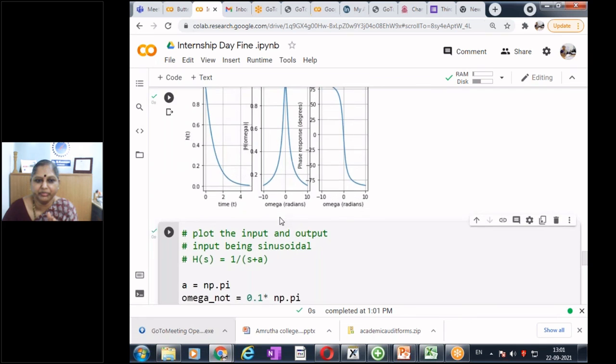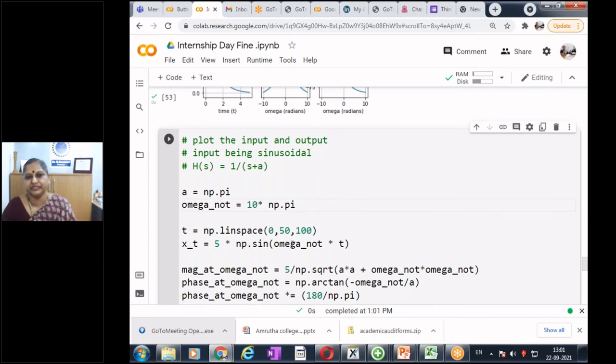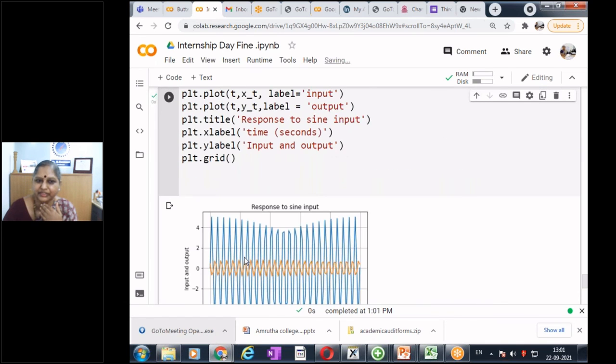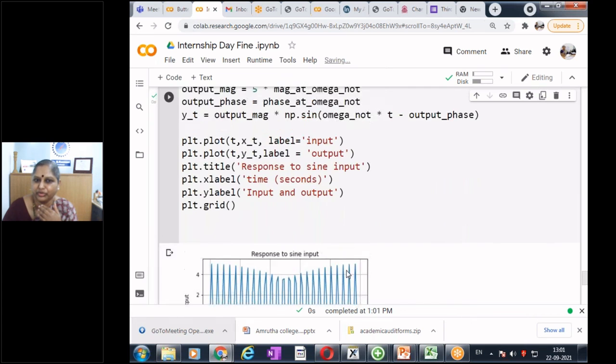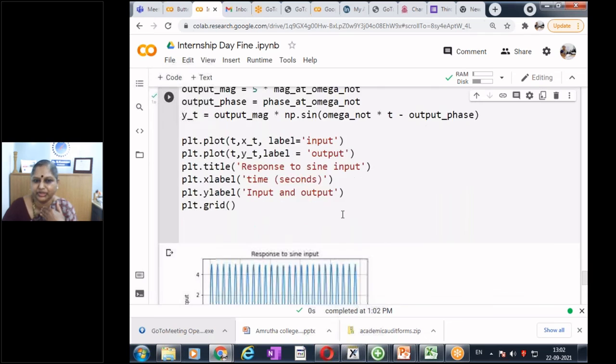Now let me make the frequency very high. Let me make it, say, 10 times. When I increase the frequency, what should happen? It's a low pass filter, and you saw the output has become very small. Very small. This also is something we saw in Multisim Live. So what you get there, we can verify here as well.